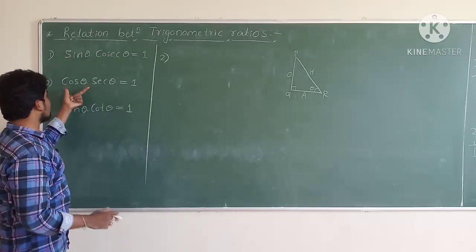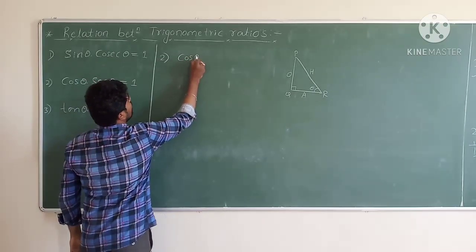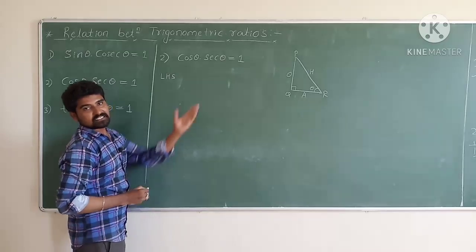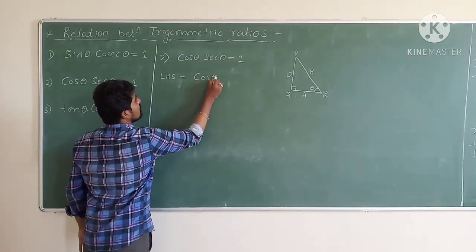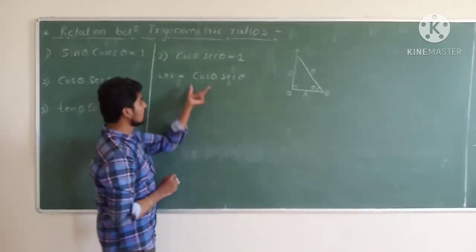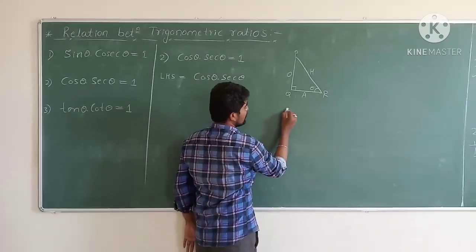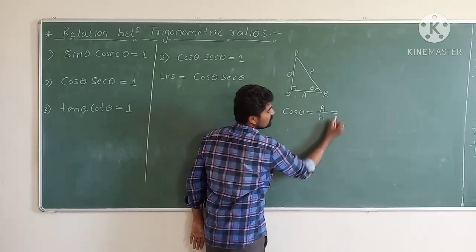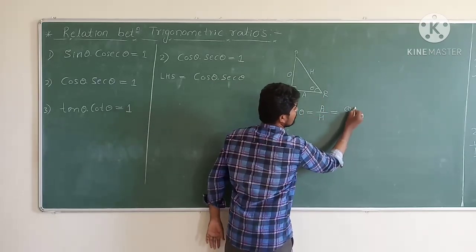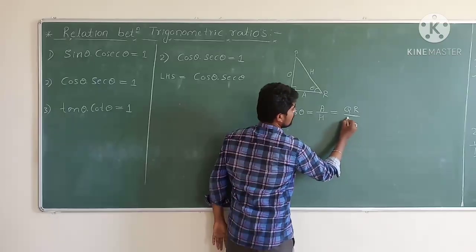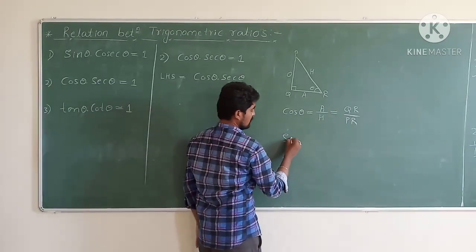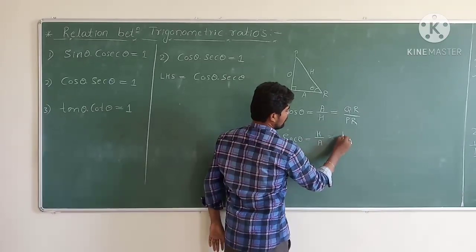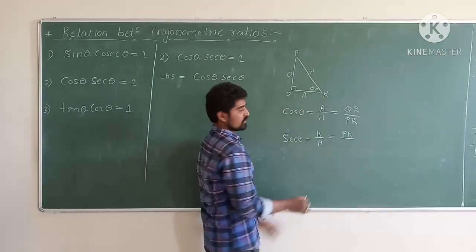So now the second one. Prove that cos theta into secant theta is equal to 1. Again, let us consider the LHS, the left hand side, which is cos theta into secant theta. Now we need the definitions of cos theta and secant theta. In this triangle PQR, cos theta is adjacent divided by hypotenuse, which is QR divided by PR. Next, secant theta is hypotenuse divided by adjacent side, which is PR divided by QR.